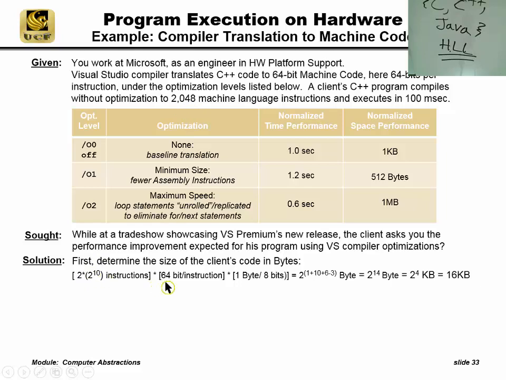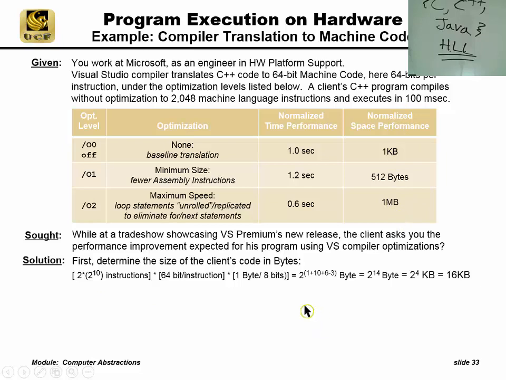In this case, each instruction has how many bits? Well, it's a 64-bit machine. So each instruction has 64 bits. How many bits per byte? Well, there's always 8 bits per byte. And this is in units of instructions, right? But we have to get to bytes. Why do we have to get to bytes? Because this column of the table is in units of bytes.